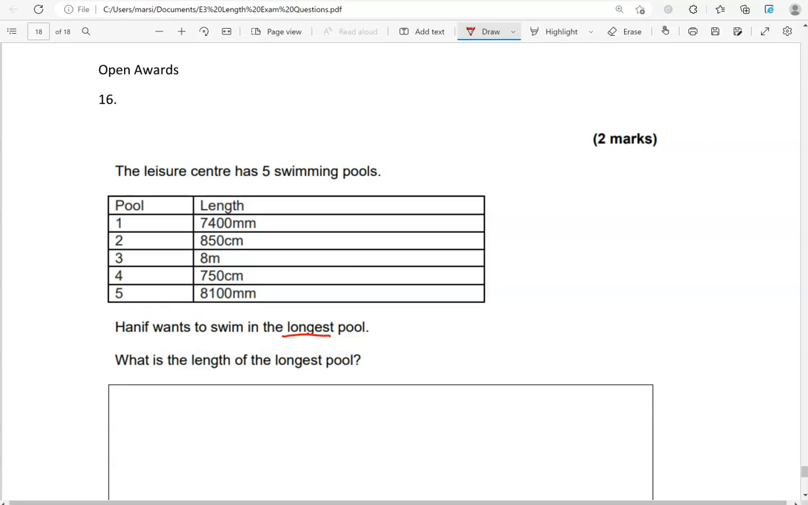So I'm going to keep 850 centimeters for pool 2 and 750 centimeters for pool 4. 8 meters is going to be converted to 800 centimeters because there are 100 centimeters in 1 meter, so 8 times 100 is 800 centimeters.